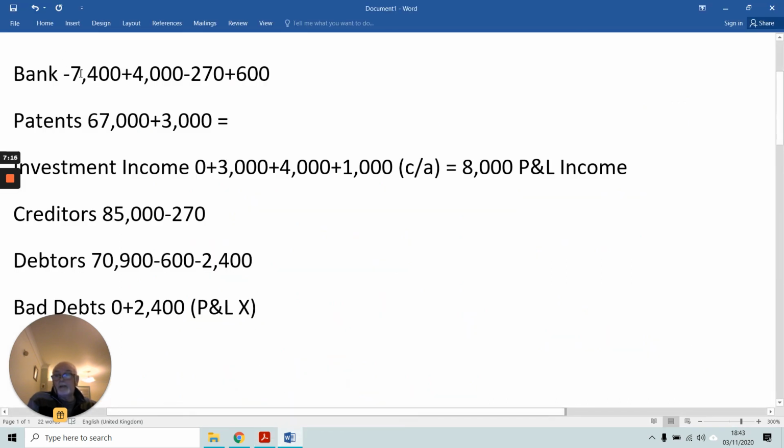So our correct bank figure for the trial balance will be minus 74 plus 4 minus 270 plus 600, whatever that is, but it will still be a current liability in our balance sheet. We've got to write off the patent 70,000 over a number of years. That's another day's work.